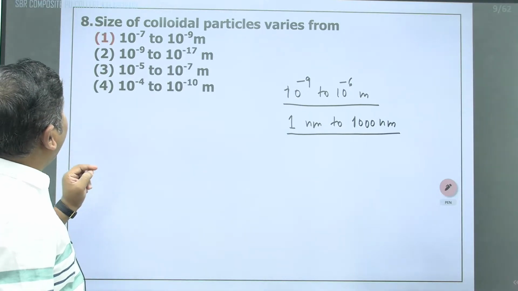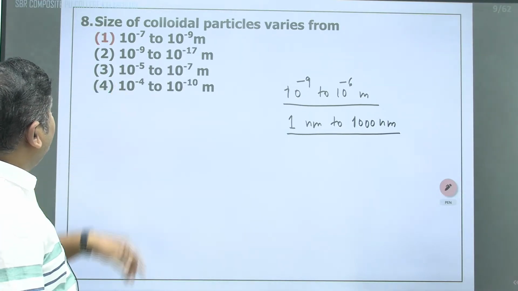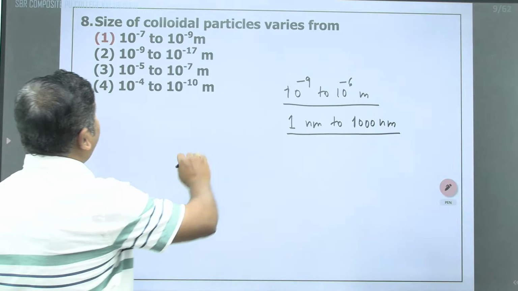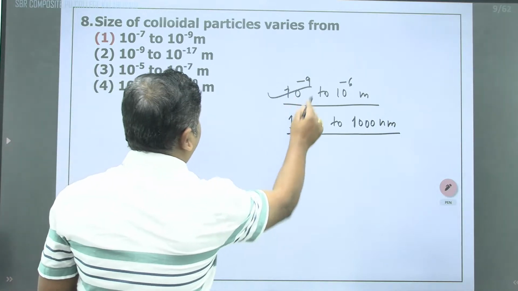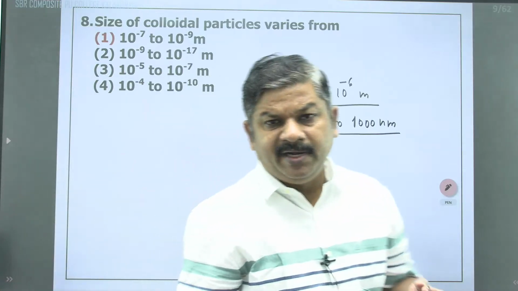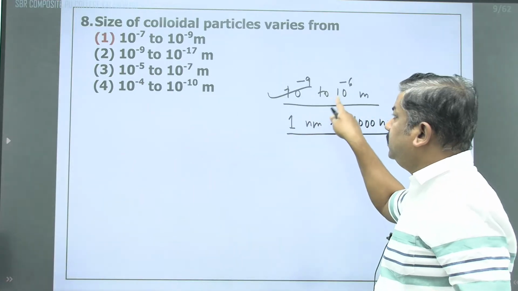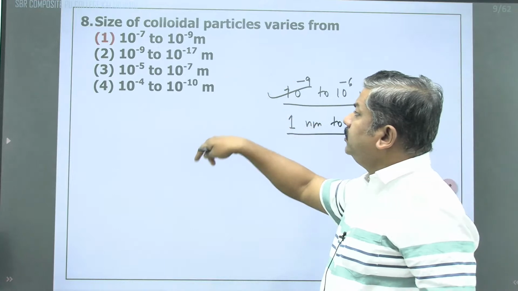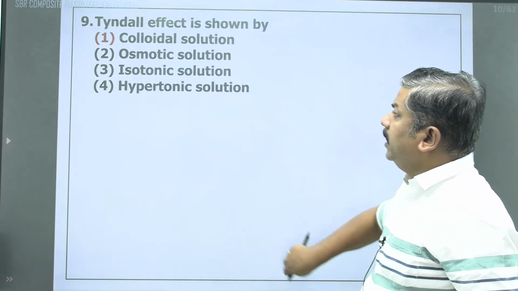Here, minus 7 to minus 9 is there, minus 9 to minus 17 is there. There is a printing mistake to be considered. So the correct option should be 10 to the power of minus 9 meter to 10 to the power of minus 6 meter. So this answer is going to be correct. Because of the printing mistake, no option is said to be correct.